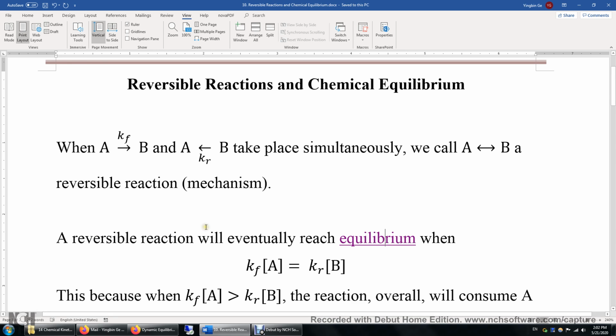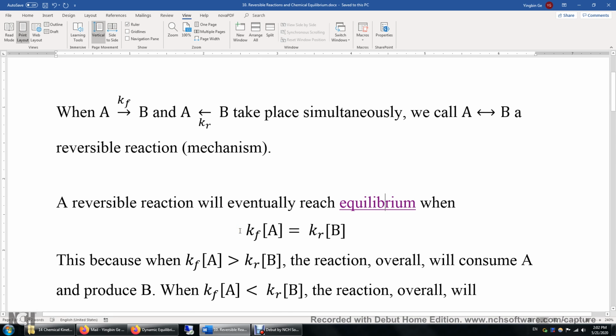All right, let's get back to the document. Again, at equilibrium, both reactions are taking place. A is converted to B, and B is converted to A. However, the rate of the forward reaction is equal to the reverse reaction rate. And therefore, we observe no net change of the concentration of A or B.